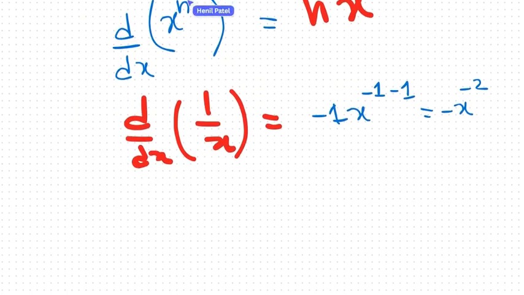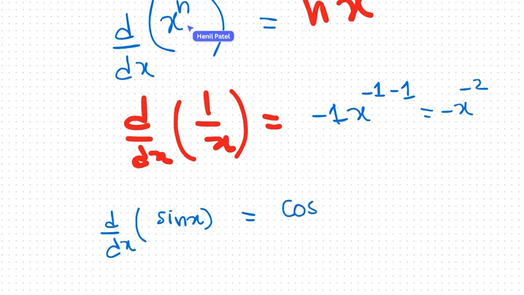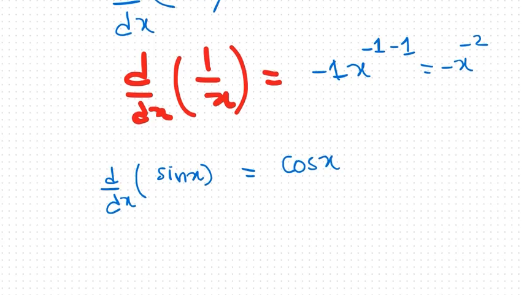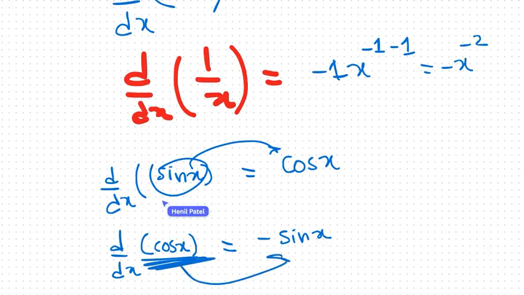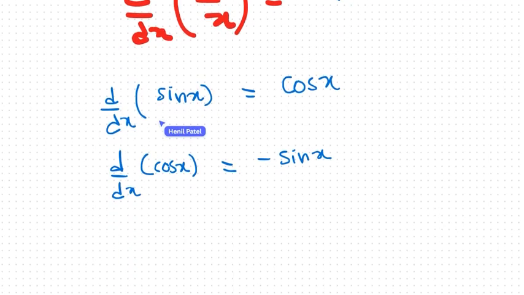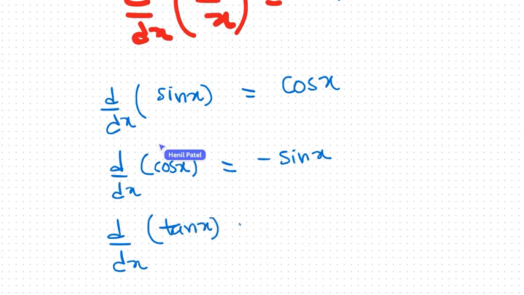So when it comes to trigonometry, there are certain formulas. D by dx of sin x is equal to cos x. D by dx of cos x is equal to minus sin x. They flipped. Sin becomes cos, cos becomes sin. It's just that for cos it will be negative. Okay. Tan x will be secant square x.